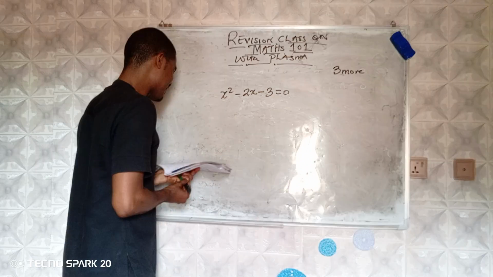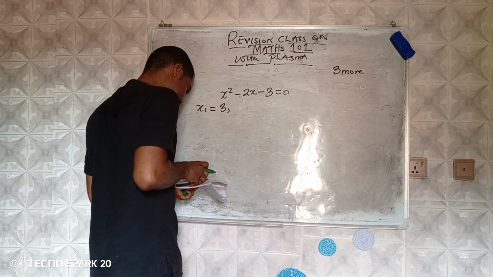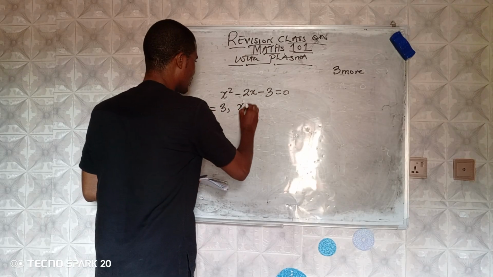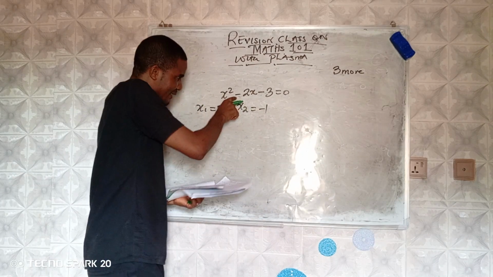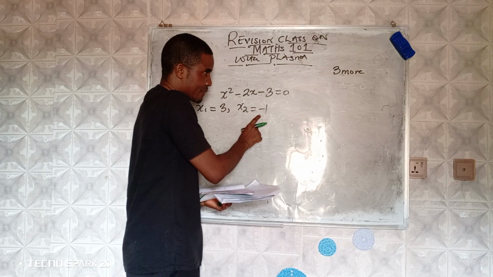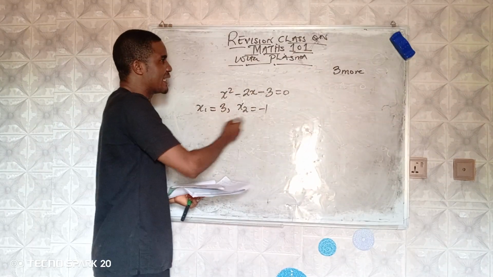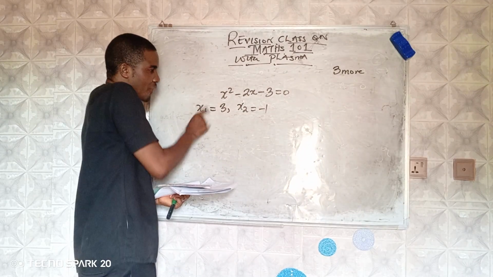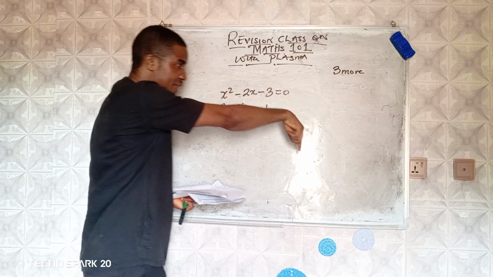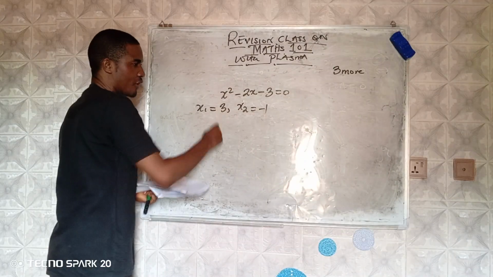So if that be the case, then my x1 is 3, then my x2 is minus 1. So the roots of this one are this and this. The new equation I'm going to form will have each root to be 3 more than this. So the x1 of the new equation will be greater than the x1 of this by 3, and the x2 of the new equation will be greater than the x2 of this by 3. So it just means add 3 to each of these.